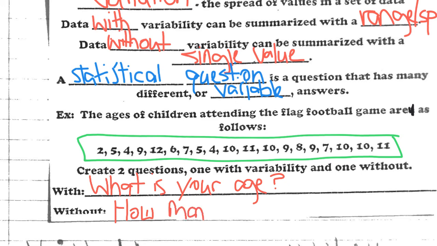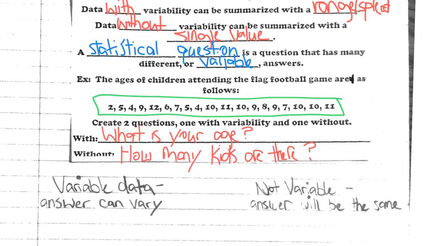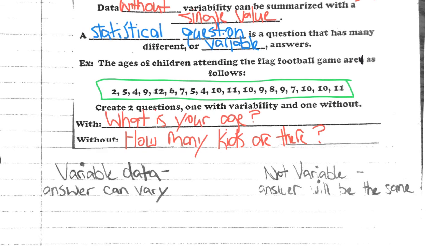So how many kids are there? That would only have one answer. We couldn't find data on this or graph it or anything because we don't have a variation in our answer. So now down below here, just a little bit of a note to add to that. So we have variable data is an answer that can vary, and not variable, the answer will be the same no matter who you ask, as long as they're counting right.